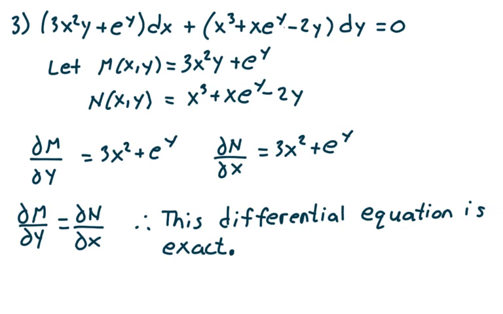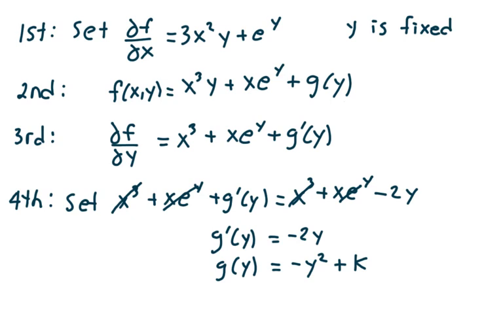Okay, so from here, we're going to set the partial of f with respect to x equal to 3x squared y plus e to the y. y is fixed. So f of x, y equals x cubed y plus x e to the y plus g of y. So the partial of f with respect to y is x cubed plus x e to the y plus g prime of y. So we're going to set x cubed plus x e to the y plus g prime of y equal to x cubed plus x e to the y minus 2y.